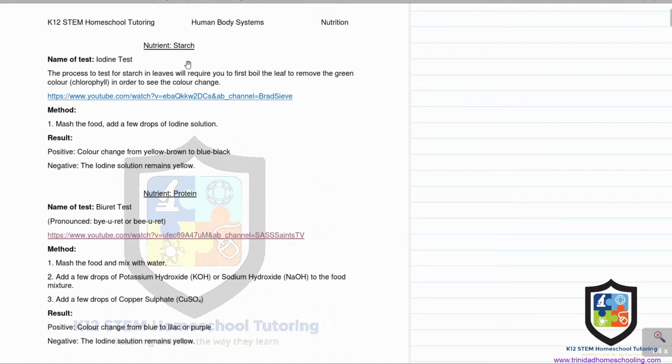Okay? Now, to do the iodine test, we're just going to mash the food and add a few drops of iodine solution. If there is starch in that food, the color change will be from yellow-brown to blue-black. And if there is no starch in the food, it's going to remain yellow. So we have a video to watch for this one to look for the color change.